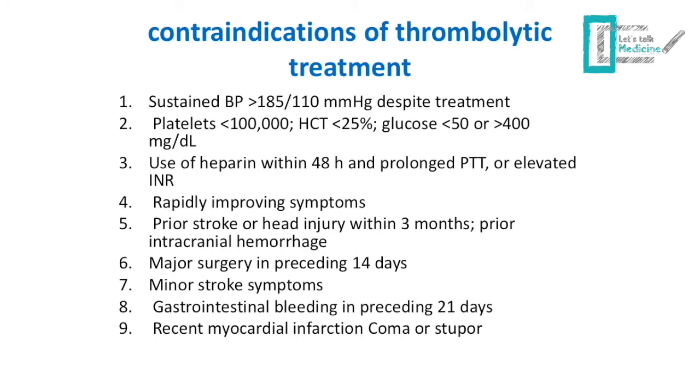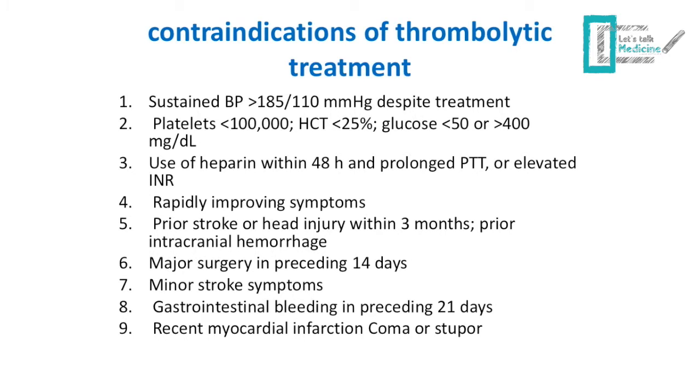Contraindications of thrombolytic treatment include sustained blood pressure over 185 over 110 despite treatment. If the platelets are low, you don't give thrombolytic treatment. Hematocrit also low; the normal is between 38 to 50. Also abnormal blood glucose levels, and use of heparin within the last 48 hours, or prolonged PTT or elevated INR, because you don't want the patient to bleed. And also rapidly improving symptoms, like in TIA, prior stroke or head injury within 3 months, prior intracranial hemorrhage.